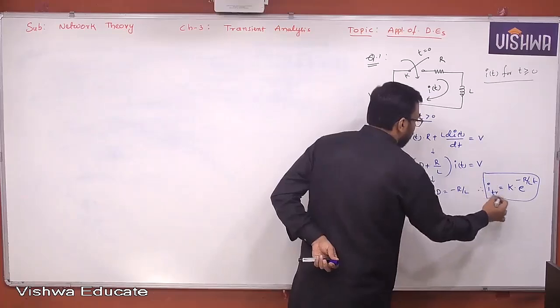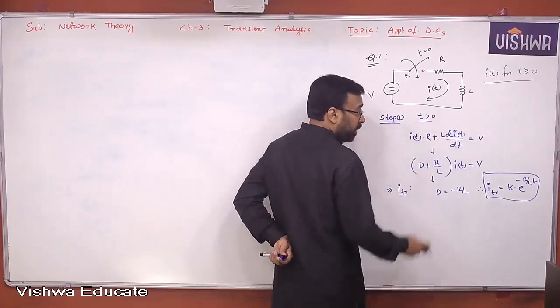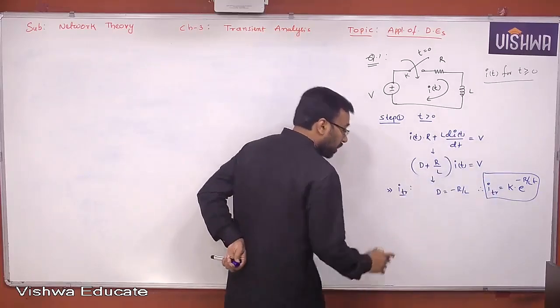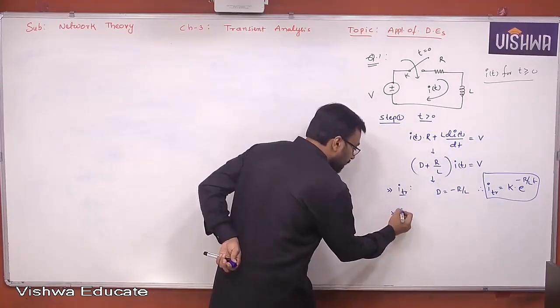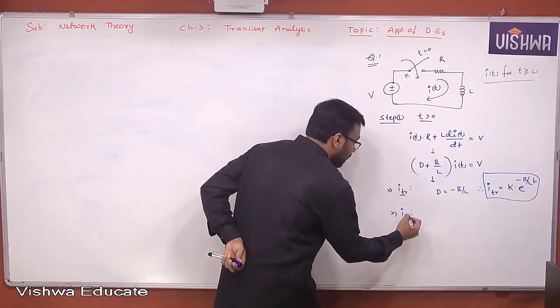There is only one arbitrary constant because the order of the differential equation is 1. For nth order differential equation, you will get n number of arbitrary constants. Okay. Next, I_SS, steady state, nothing but particular integral, but we call it steady state.